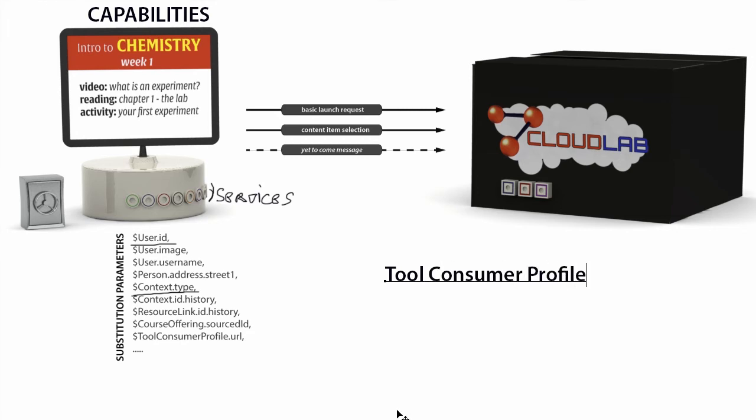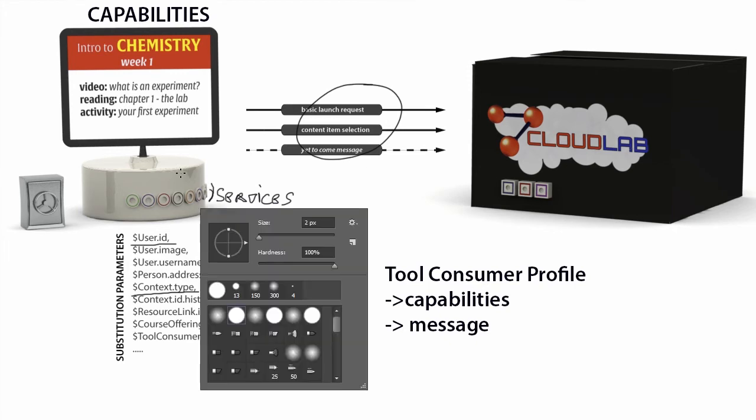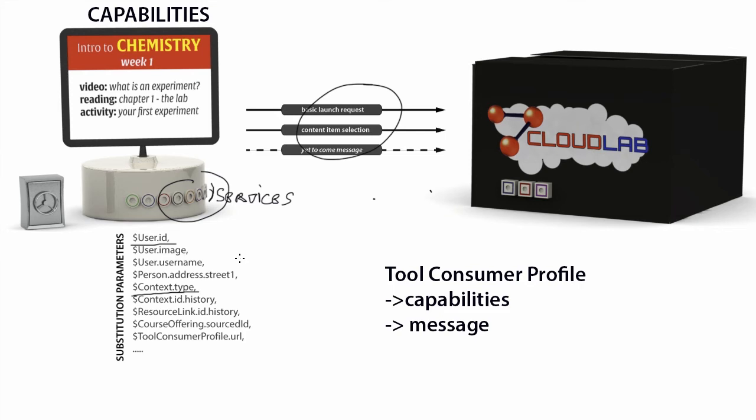Now, a tool consumer profile is mostly going to be around the capabilities of the tool consumer. And what capabilities? Mostly capabilities in terms of messages, in terms of services, and in terms of substitution parameters. Services, substitution parameters.